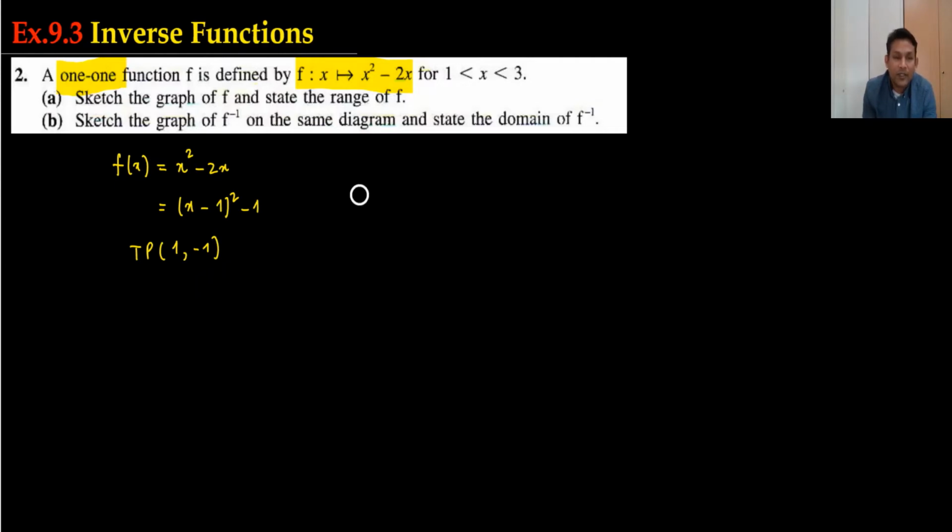Otherwise we can draw the sketch, but this is my method. I always need a turning point to draw a sketch, and since the domain is given as 1 and 3, I will substitute 1 now. When I substitute 1, the value is 1 square minus 2 times 1. So f of 1 is 1 square, which is 1, minus 2, which is minus 1. So the coordinates are 1 comma minus 1. It means it's the same as the turning point.